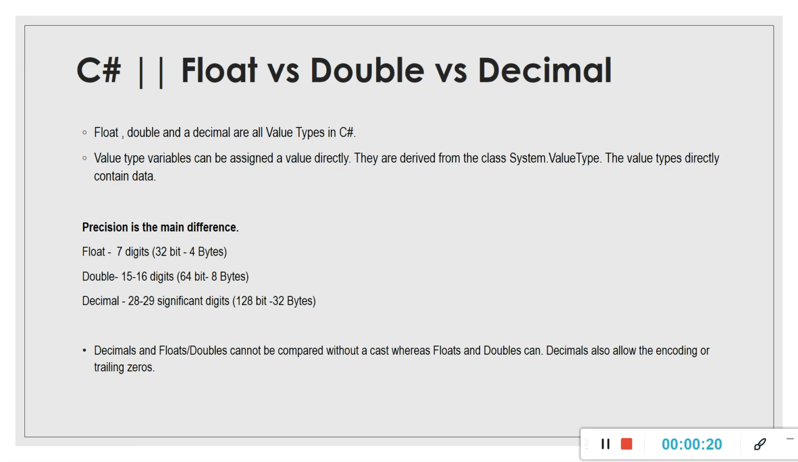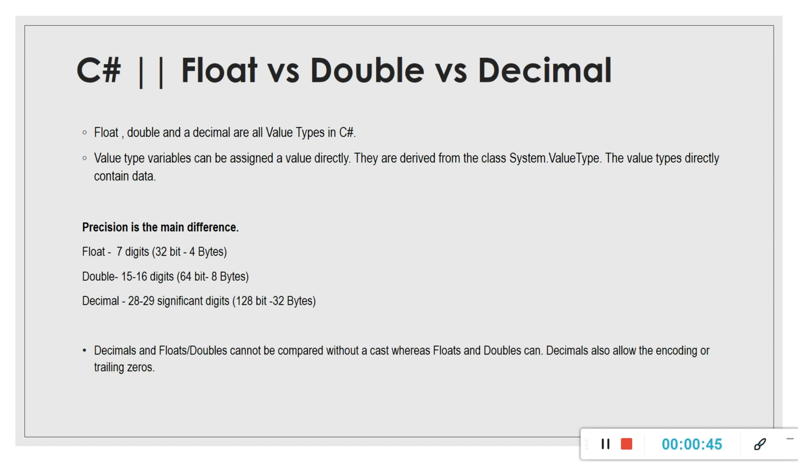So float, double and decimal are value types in C sharp. Float type variables can be assigned a value directly. They are derived from the class System.ValueType. The value type directly contains the data. So the main difference between float, double and decimal is the precision.